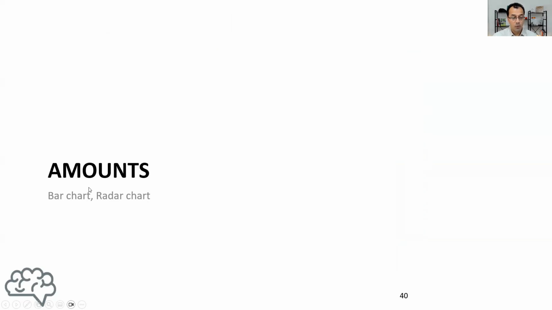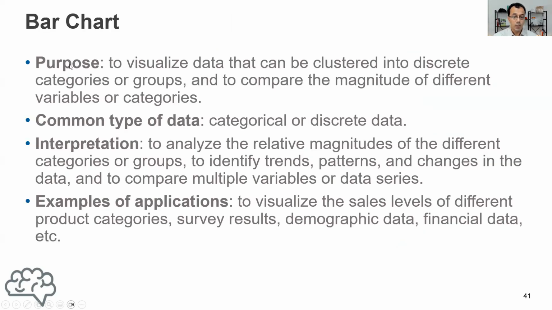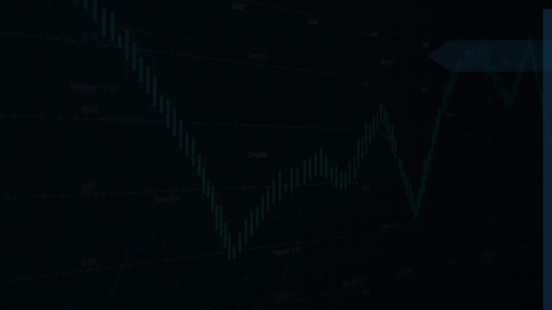As I mentioned before, bar charts are a way of visualizing the distribution of categorical variables. They can be used to visualize data that can be clustered into discrete categories. That's why they are used with categorical or discrete data. The interpretation is equivalent to that of histograms, in the sense that the size of the bar represents the count of each category that we have in a variable.